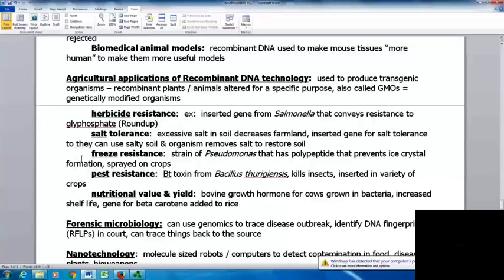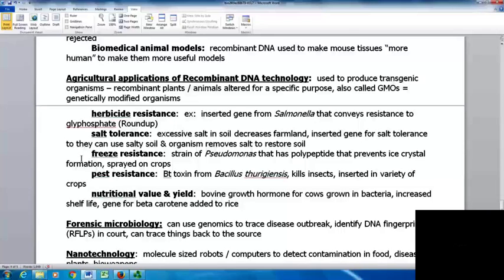Giving them freeze resistance allows us to have them grow a greater portion of the year. There's a strain of Pseudomonas that has a polypeptide that prevents ice crystal formation. This has been sprayed on the crops. Pest resistance, Bt toxin from Bacillus thuringiensis. This kills insects. This has been inserted in a variety of crops.